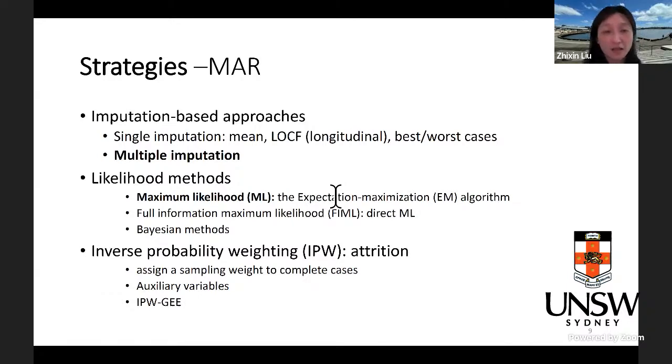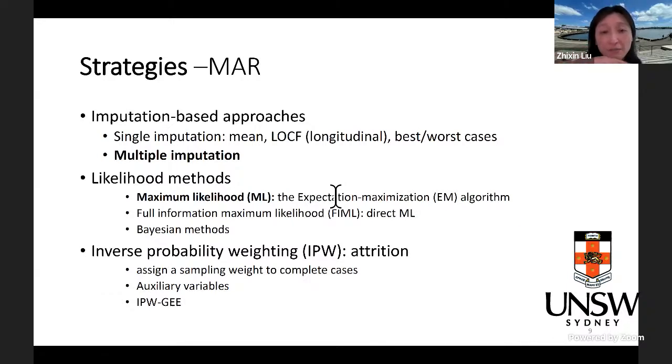The other family of strategies is called likelihood-based. That's making likelihood based on the EM algorithm, or full information maximum likelihood. That's more used in linear regressions and also more commonly used in structural equation modeling. And there are also Bayesian methods.